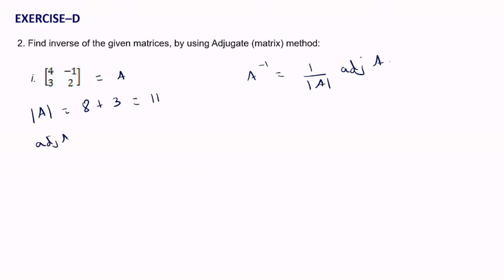And adjoint of A, if it is a 2 by 2 matrix, we can find the adjoint of A by interchanging the diagonal elements and changing the sign of the other elements. So adjoint of A is 2, 1, minus 3, 4. So A inverse is equal to 1 by determinant of A into adjoint of A. So this is A inverse.